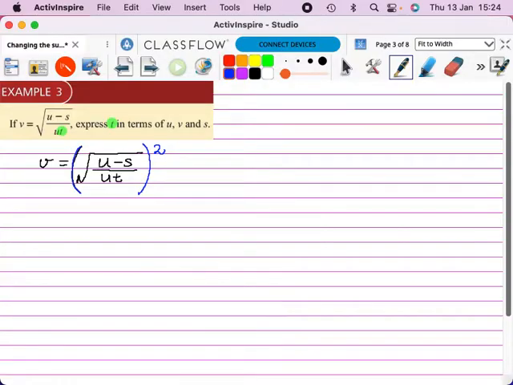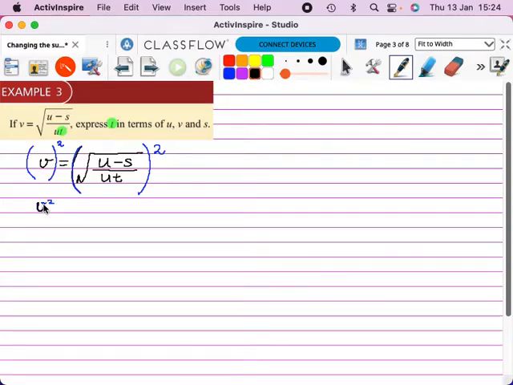You might pause the video at this moment in time. Yes, you were right. Whatever you do to one side, you do to the other. So therefore, big bracket round everything on the other side. Now, sadly, there's only one thing on the other side. But now we're going to square both sides of this equation. So v becomes v squared.